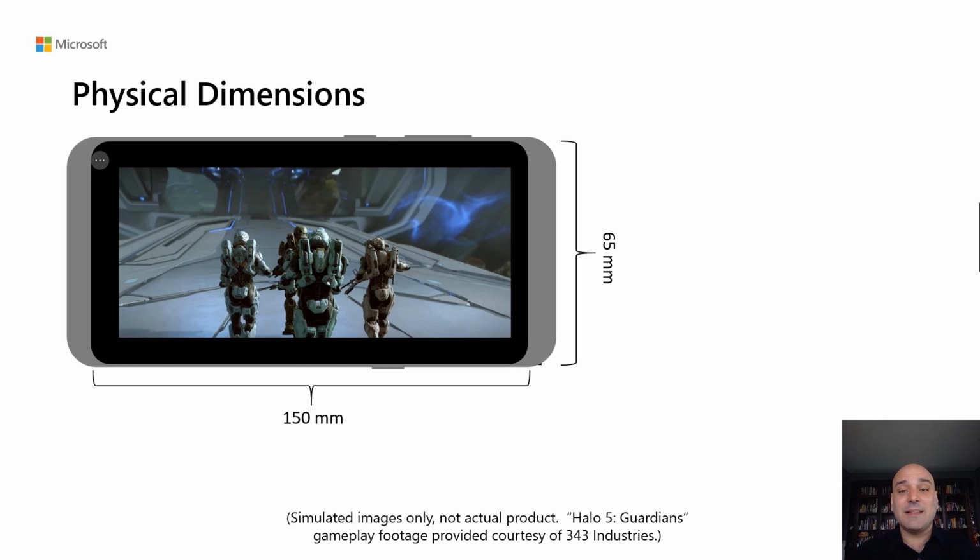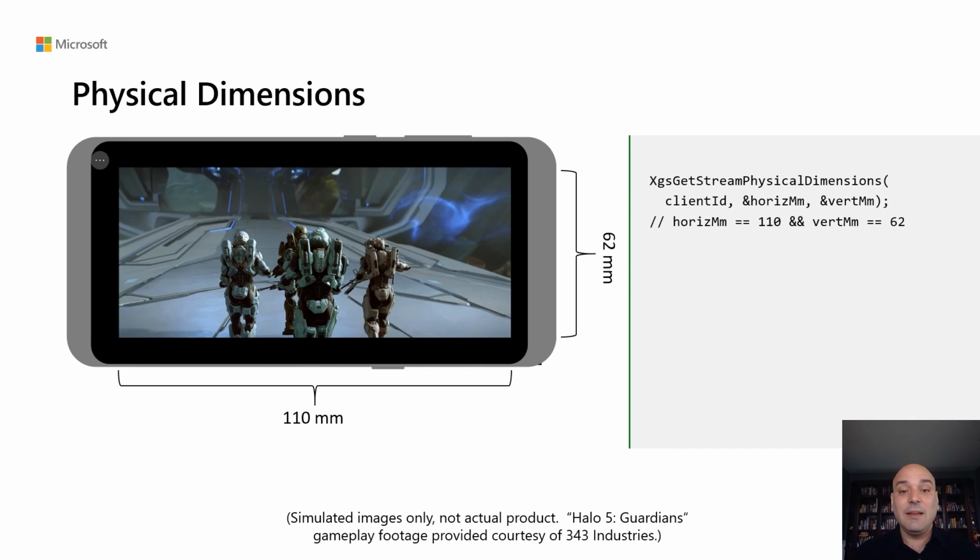So imagine a phone, for instance, with screen dimensions that are 150 millimeters by 65 millimeters. On that device, your game might be rendered pillar boxed. Maybe it's 110 millimeters by 62 millimeters. And those are the values that are returned by the API. You'll get the 110 by 62 size of your game's image, not the 150 by 65 size of the screen.